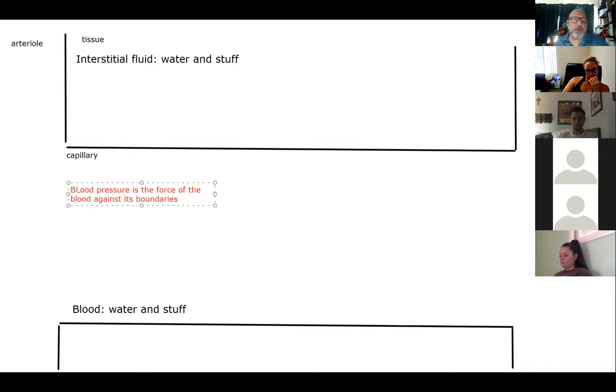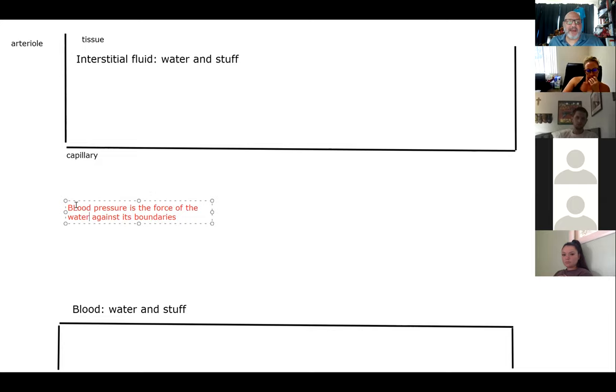And since it's mostly water, blood pressure is really the force of the water against its boundaries. Of course, we give a fancy name to the force that blood makes when it pushes against its boundaries. And what is that? Osmotic pressure. When water pushes against its boundaries, what is the term we use for that? Osmotic pressure. Not osmotic pressure. When water pushes against its boundaries, we call it hydrostatic pressure.